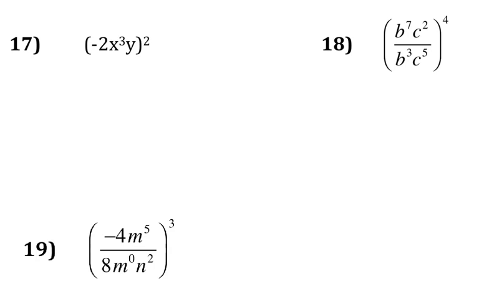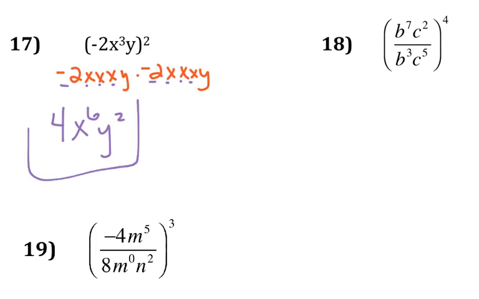Number 17, you're going to do -2 something with the negatives. I really like to write that out, especially when we're first doing it, because a lot of students will get confused with the negative signs. So the negative times the negative is a positive, and that's going to be a 4. I'm going to have x to the 6th power, and then y to the 2nd power. So that's the correct answer for number 17.